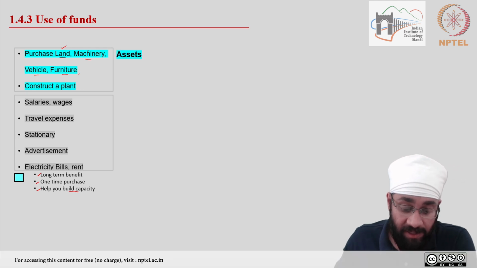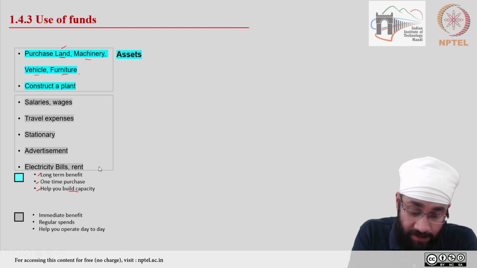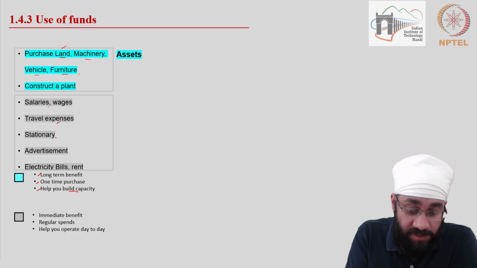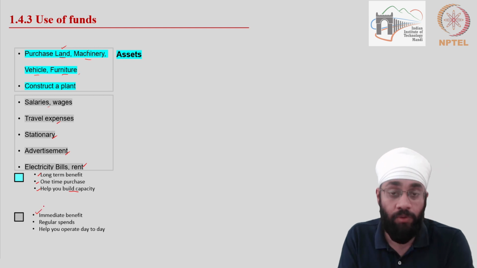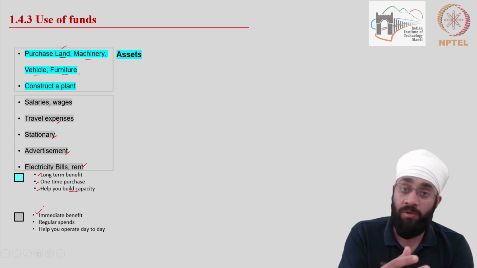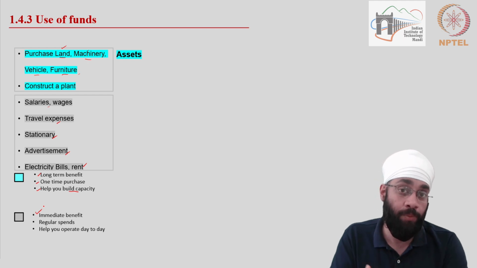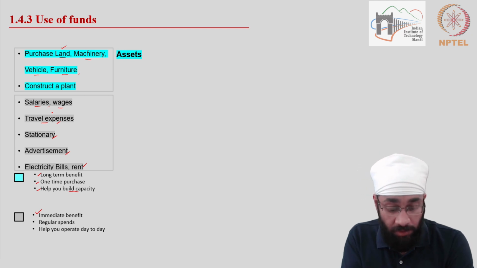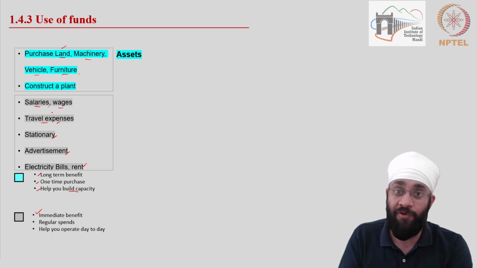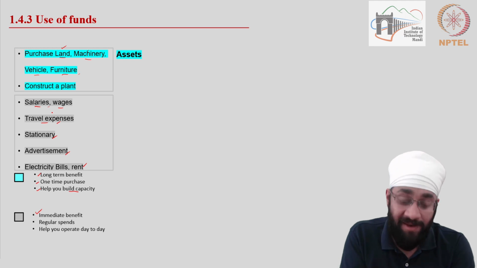The other category that we have on the slide is salaries, travel expenses, stationery, advertisement, and electricity bills. All of these provide you some immediate benefit. You take services from people and you pay them salaries. You pay salaries monthly, you pay wages daily. Blue collar versus white collar distinction. Then you have travel expenses. You travel, you pay the money. Immediate payment, and if you have to travel again, you have to pay the money again, right?